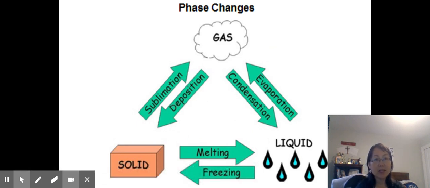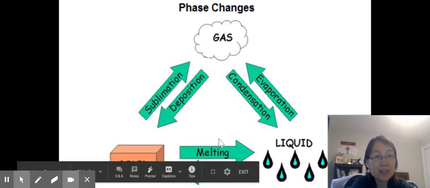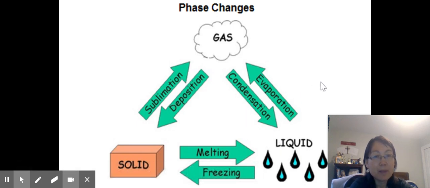Okay, because of the change of kinetic energy, the chemicals, the objects can change phases. So it can change from solid to liquid and to gas. And it can also change back. So those are the vocabularies. For most of it, you are familiar with it, right?